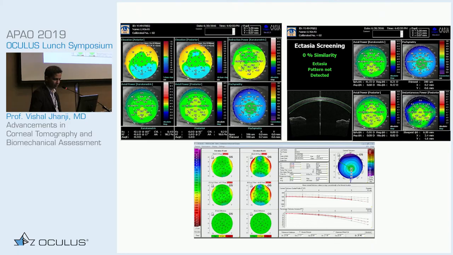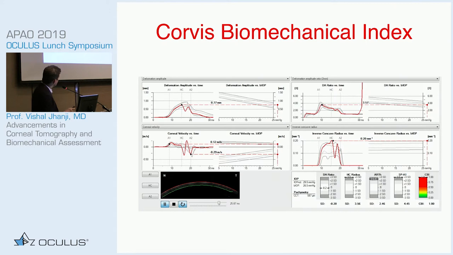Going back to the first case that I showed, same patient, K values of 41.9, almost normal looking corneal thickness. Ectasia screen shows the patient does not have keratoconus, most likely. BAD, the D value is only 0.42. And once you do CBI, it shoots up to 1. You can see that at the bottom right. So the patient actually has subclinical keratoconus, if at all.